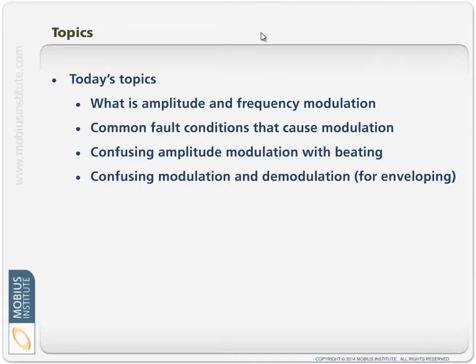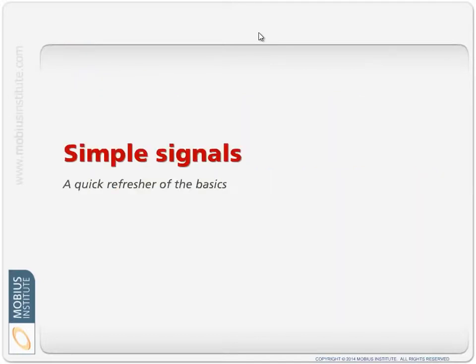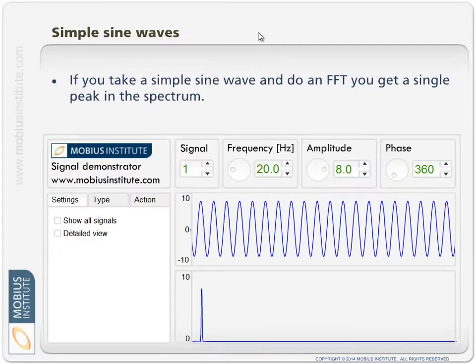The reason for this presentation is I did one recently in a webinar that was related to gearbox vibration, and quite a few questions came up afterwards related to these topics. So I thought, well, there's a good opportunity to try and clarify some of those points. Anyway, let's start with the real basics.